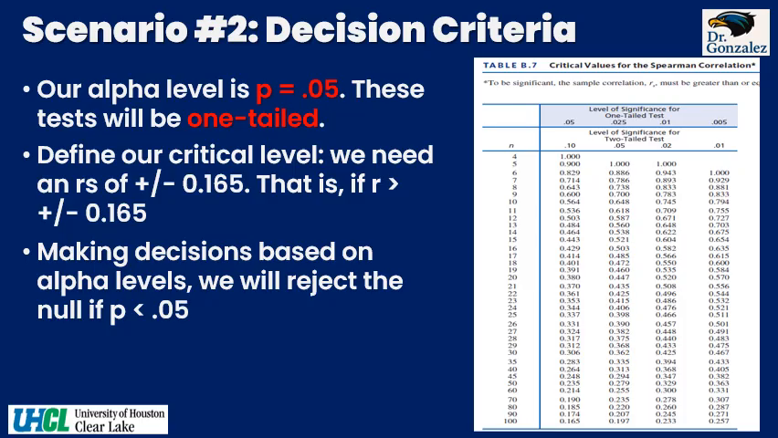So if my RS is positive or negative greater than that 0.165, I'm going to reject my null and say that there is a significant difference. But I want you to focus on that alpha level of P is less than 0.05.